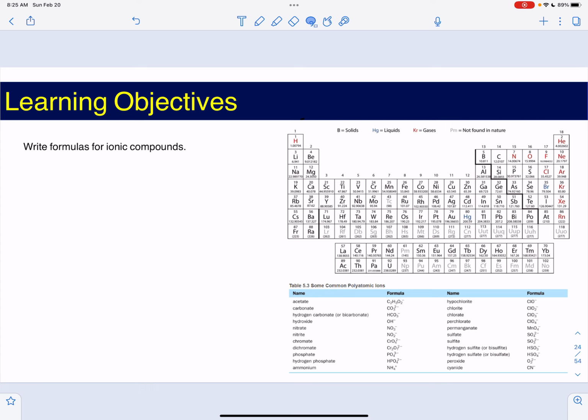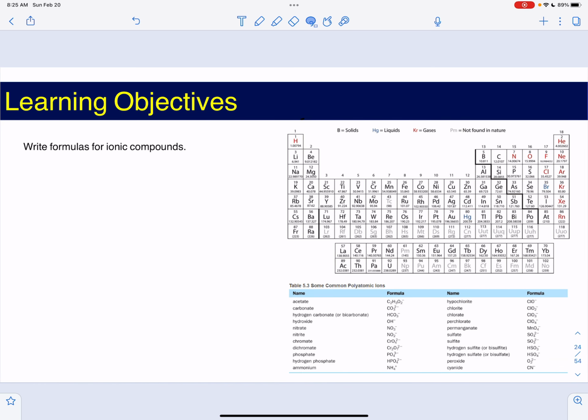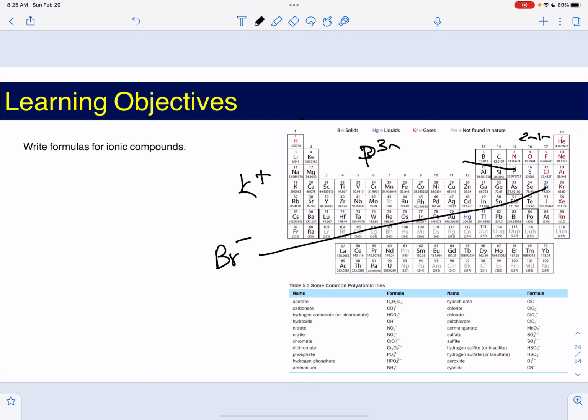So let's now see how we're going to write formulas. So let's do a problem with that. In addition to that, based on the periodic table, you know that potassium is going to be plus 1. You know that phosphorus is going to be 3 minus. You know that bromine is going to be 1 minus because of the numbers that we just did, right? So that's why you have to understand that.